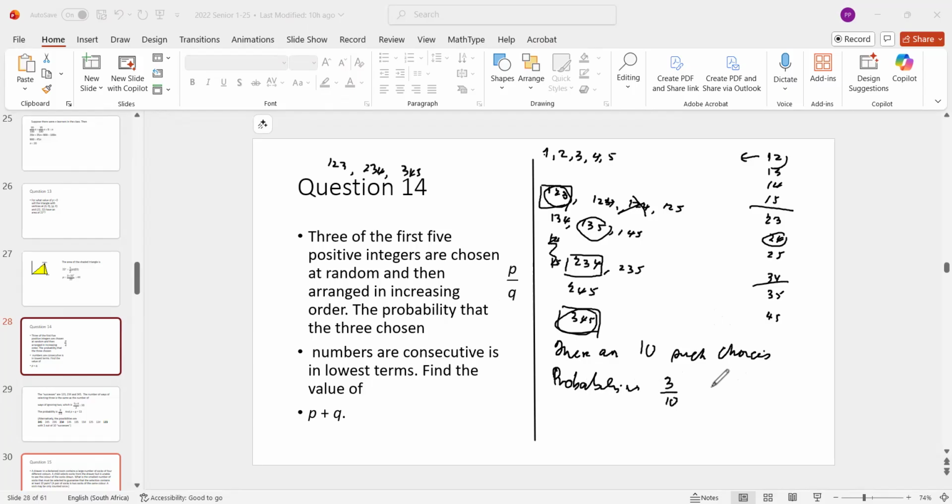So the probability is 3 over 10, and it's P over Q. The probability the 3 chosen numbers are consecutive is, this should have been P over Q here, in lowest terms. So P is 3. This is lowest terms, as you can see. We can't simplify this further. So P is equal to 3, Q is equal to 10. So P plus Q is equal to 13. They ask you to find the value of P plus Q.